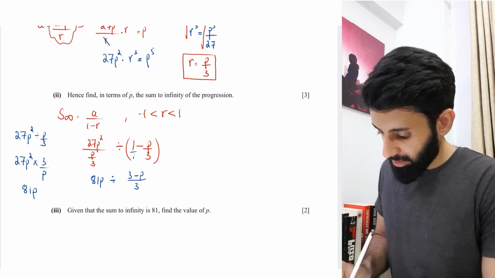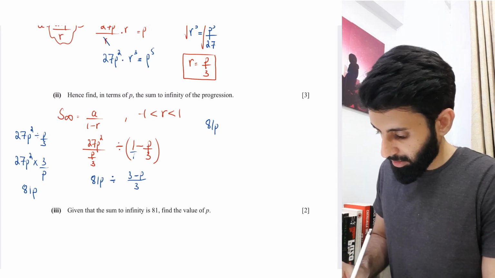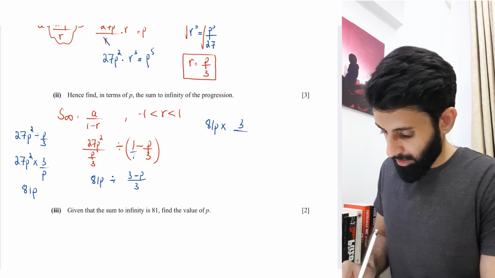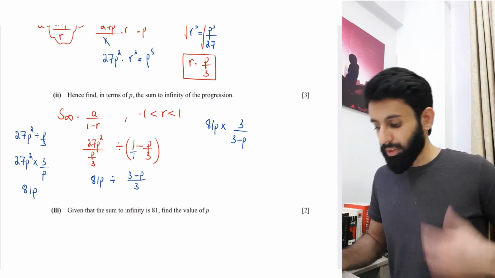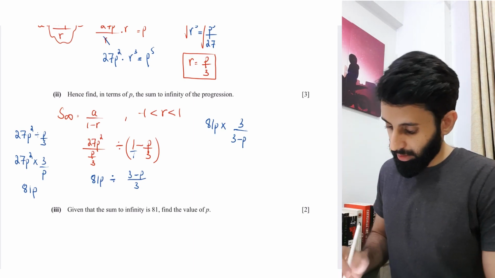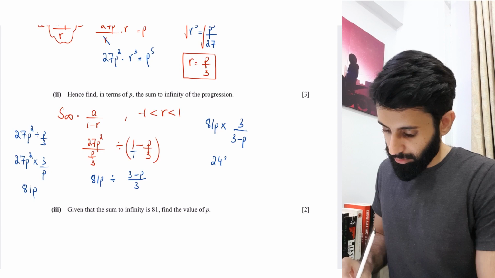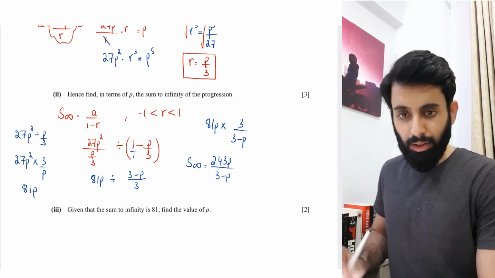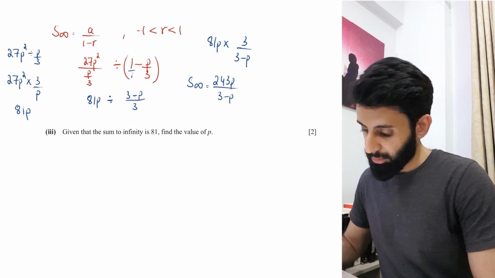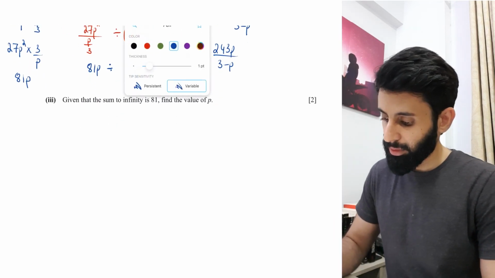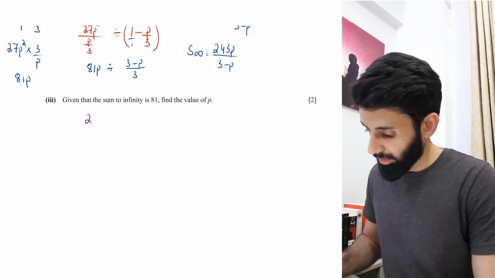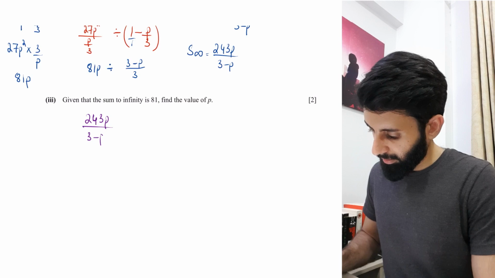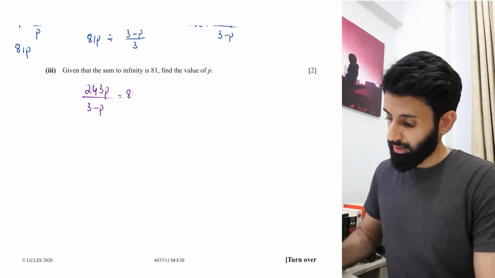And then once you change the division sign to multiplication, that means you're dealing with 81p times 3 over 3 minus p. You can leave it as it is, or if you want, you can multiply this, and 81 times 3 is 243p over 3 minus p, and this is what your sum to infinity is. Then it says, given that the sum to infinity is 81, find the value of p. So all you got to do is equate the sum to infinity, which is 243p upon 3 minus p, equal to 81, and then cross multiply.